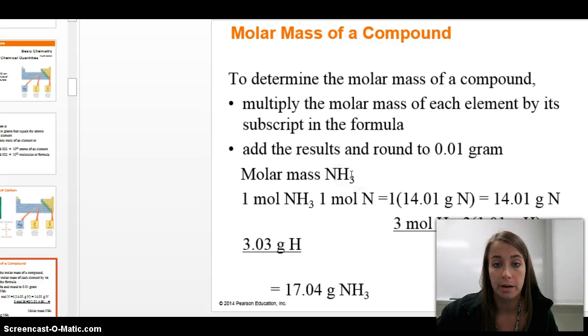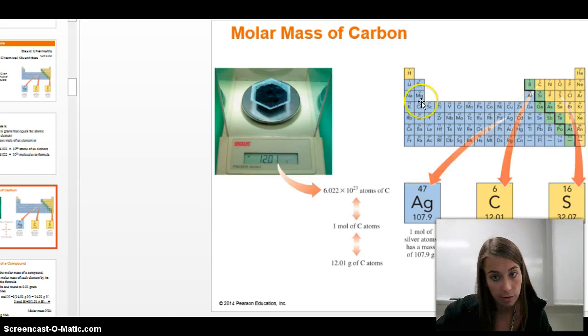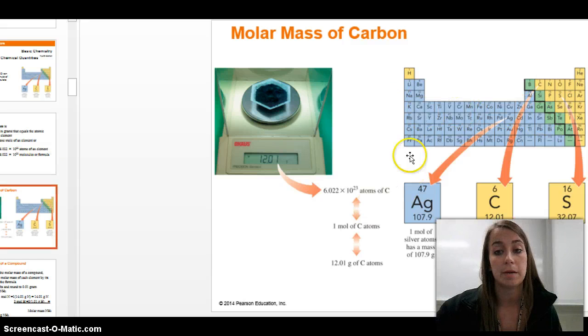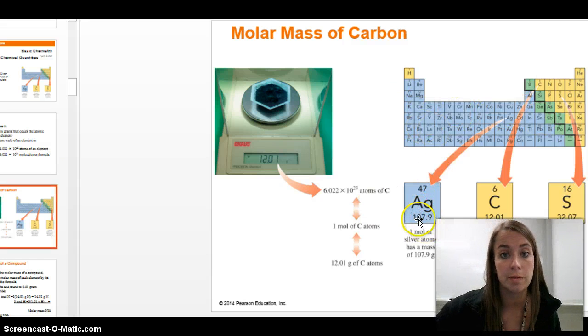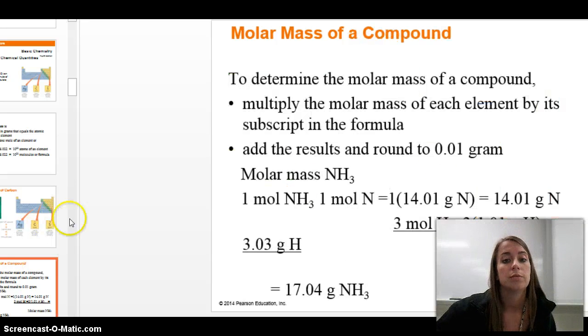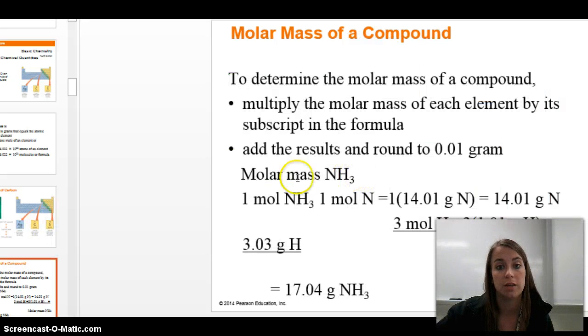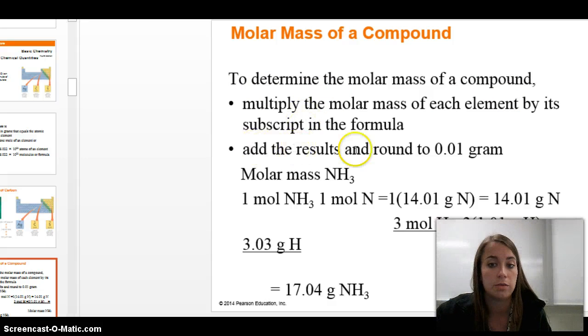Now, if we're talking about compounds, not straight off the periodic table, you just look at the atomic mass, and that tells you in grams how much 1 mole would weigh. But if we're going to talk about compounds, you have to add it up. So to determine the molar mass of a compound, you multiply the molar mass of each element by its subscripts, and then we add the results and round to 0.01 grams.